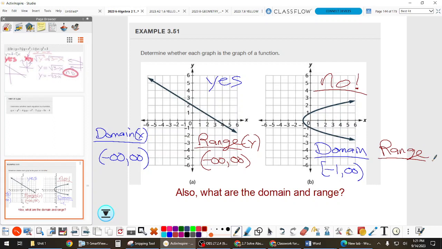Domain and then range. How about range? Yeah, those arrows indicate it will go forever down and forever up, right? So again, range, we're reading bottom to top. This arrow will go down to infinity, so negative infinity starts it off. That top arrow goes to positive infinity. So our range is all y values possible. Make sense? Okay.